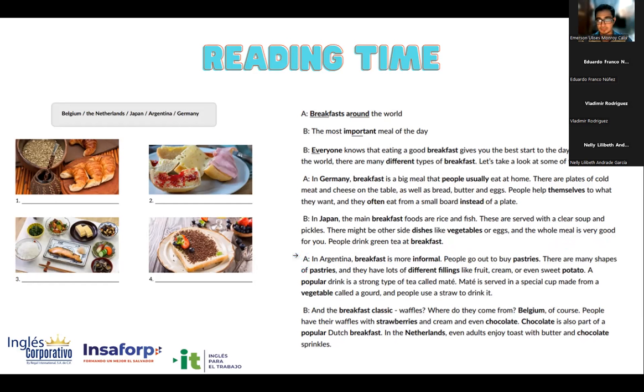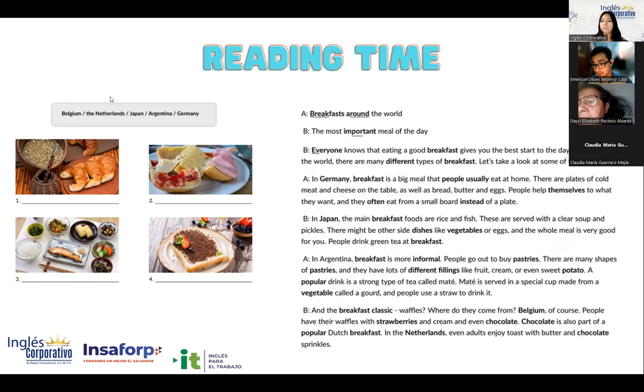In Argentina, breakfast is more informal. People go out to buy the bread and pastries. There are many shapes of pastries, and they have a lot of different fillings, like fruits, cream, or even sweet potato. A popular drink is a strong type of tea called mate. Mate is served in a special cup made from a vegetable called a gourd, and people use a straw to drink it.